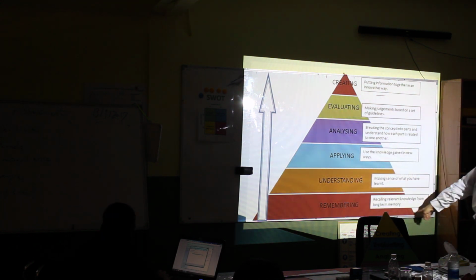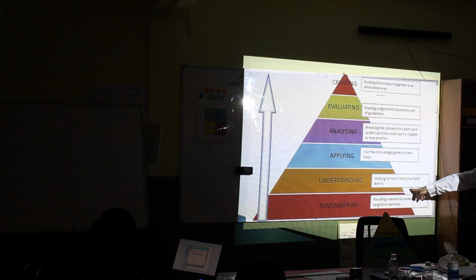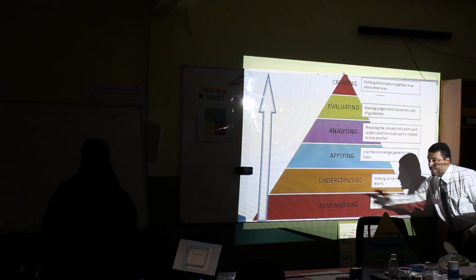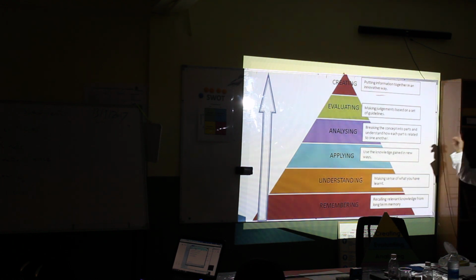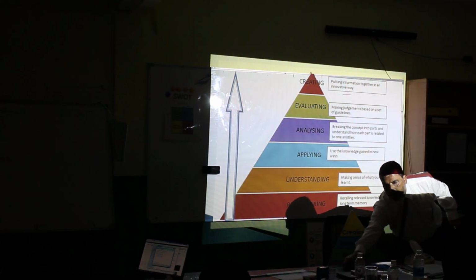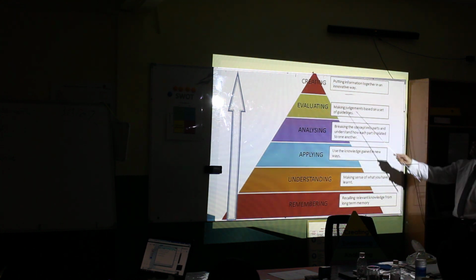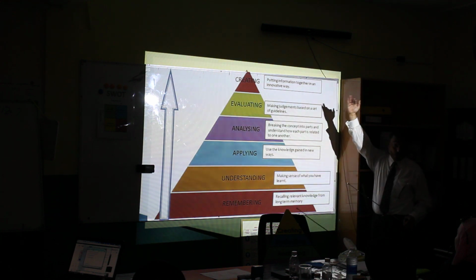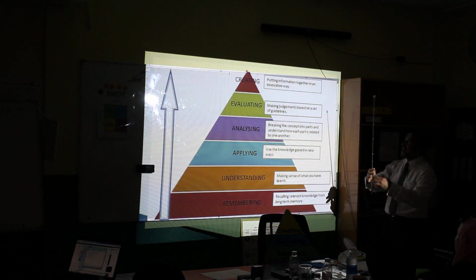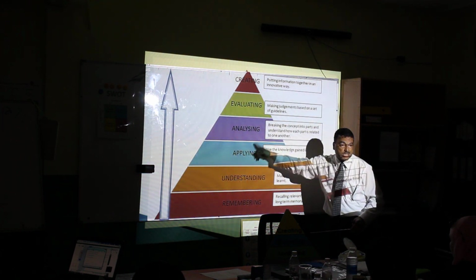If you want to test remembering, it is recalling relevant knowledge from long-term memory. Understanding, making sense of what you have learned. Applying, using the knowledge gained in new ways. Analyzing, when I analyze, I break it down, breaking the concept into parts and understanding how each part is related to one another. Evaluating, what does it mean? Making judgments based on a set of guidelines. We come to the last one, the highest rank of knowledge, creating, putting information together in an innovative way, something completely new or brand new. So this is the significance of each level.